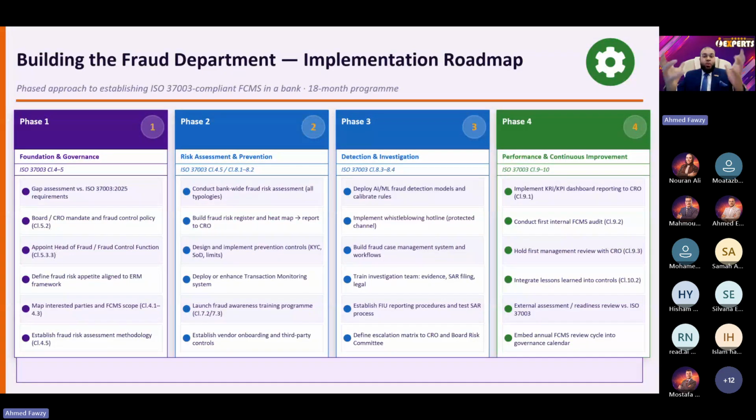In addition to that, performance and continuous improvement. This will not happen without sections 9 and 10: plan, do, check, act, internal audit, and management review. Have certain KPIs in place for your upper management.